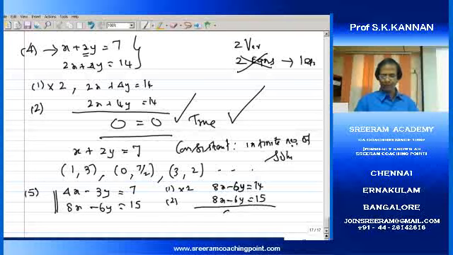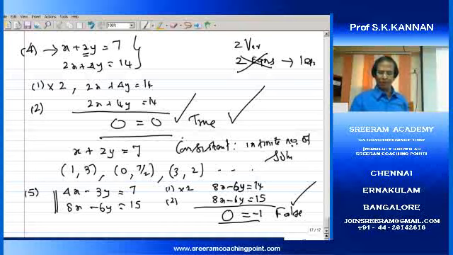Subtract. The left hand side cancels completely. Right hand side I get minus 1. We get a false statement. 0 equal to minus 1 I cannot accept. So we get a false statement, which implies the equations are inconsistent and have no solution. We cannot write any solution. Inconsistent and will have no solution.